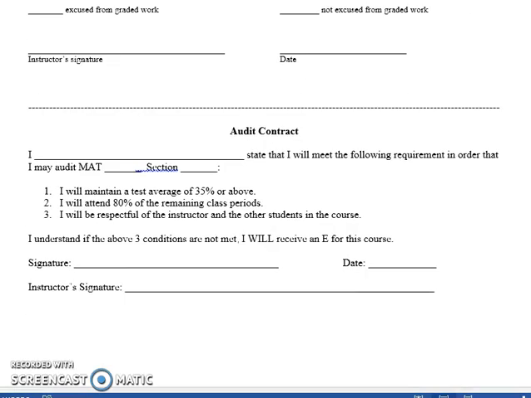Audit contract, in case you are allowed to switch to an audit and you need to switch to an audit, this is a contract you will sign for me. You would also have to sign a paper, and I would have to sign a paper, and it would have to be turned into Sparks Hall if you switch to an audit. So just turning this into me does not give you an audit. Something has to be turned into Sparks Hall. Hopefully that's not an issue, but in case it comes up, the last day to do that, again, is Monday, April 18th.